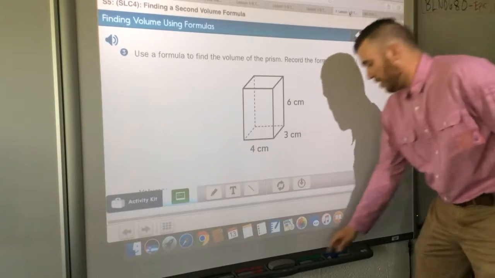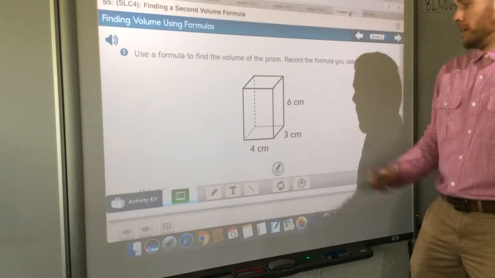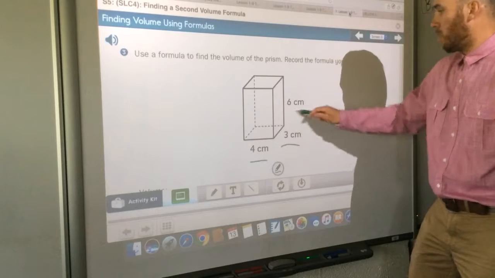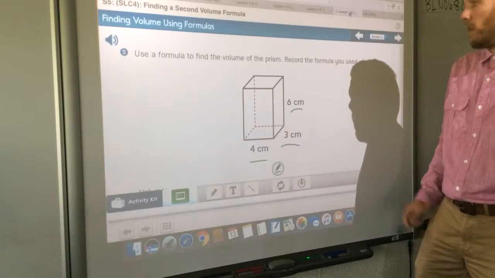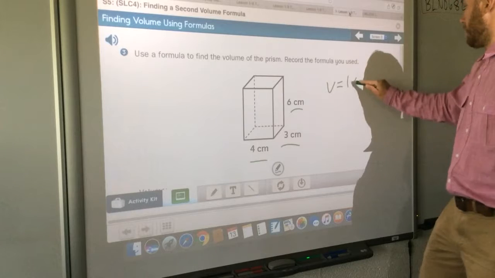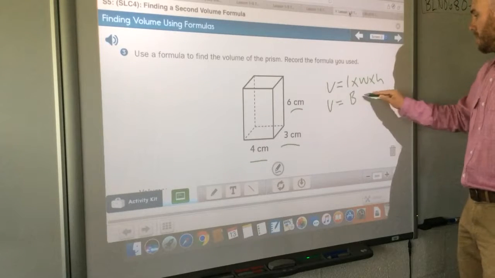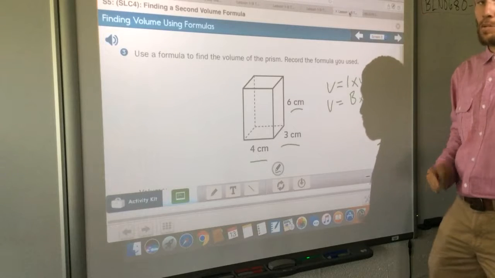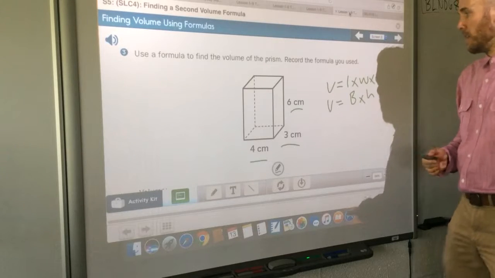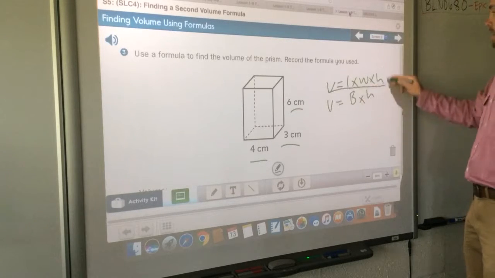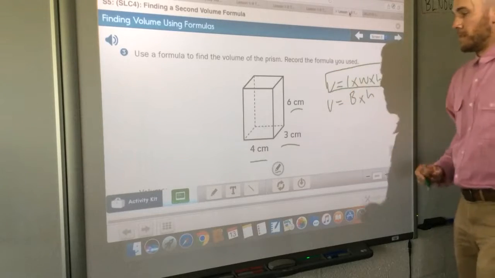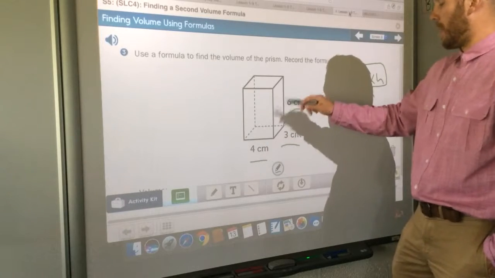Okay, here's another one. First thing we need to do is we need to look at. They give us 3 measurements. So which formula are we going to use? Are we going to use the volume equals length times width times height? Or are we going to use the volume equals base times height? Which one do you think you're going to use? If you said this one right here, you are correct because they have 3 measurements. So we got to take our length, width, and height times each other.